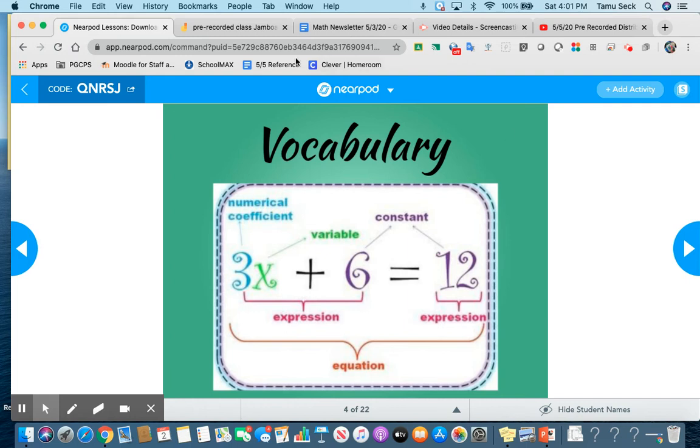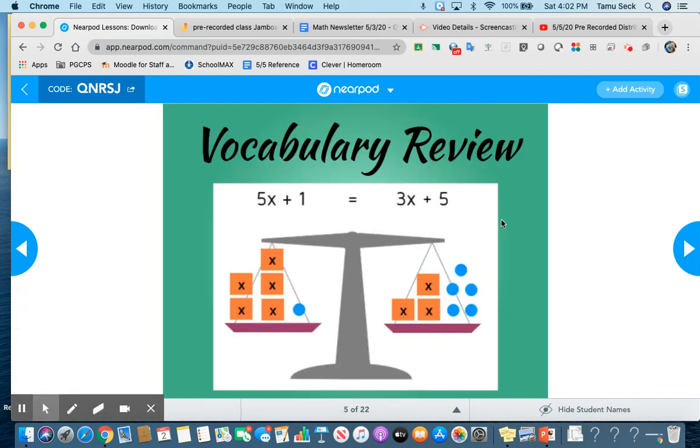Okay, let's review some vocabulary. The variable in this case is x. A variable is a letter that represents an unknown number. The constants are numbers that have no variable, and the coefficient is a number that multiplies the variable. So equations with variables on both sides have a variable on both sides of the equal sign.